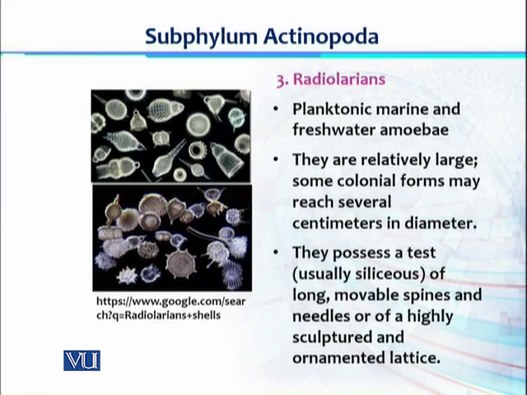Mostly the structural arrangement of the shells is again beautiful, very geometrical in radiolarians, and the shells are made up of silicates. They are long, or they could contain movable spines, and they might have needles, or they are beautifully sculptured, or they make an ornamental lattice.